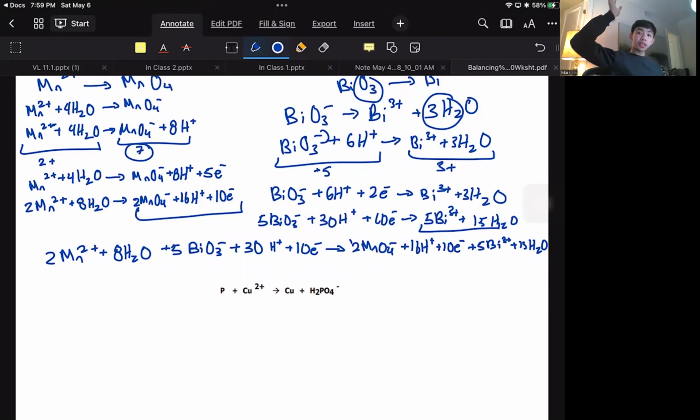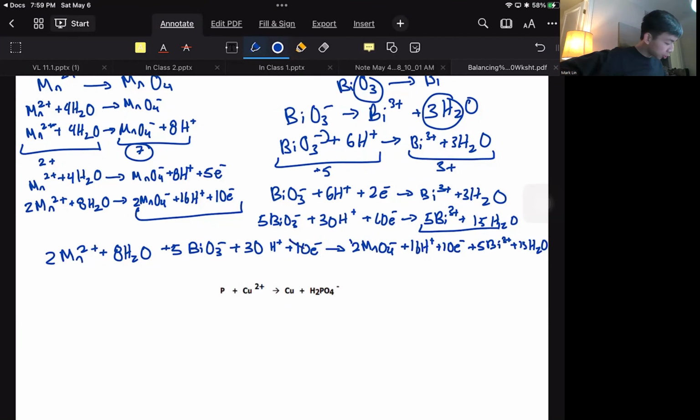So now we can cancel the electrons out. There are 10 electrons on the reactant side, 10 electrons on the product side. Cancel those out. H2Os, right? There are 15 on this side, 8 on this side. So 15 minus 8 is going to be 7. 7 H2O.